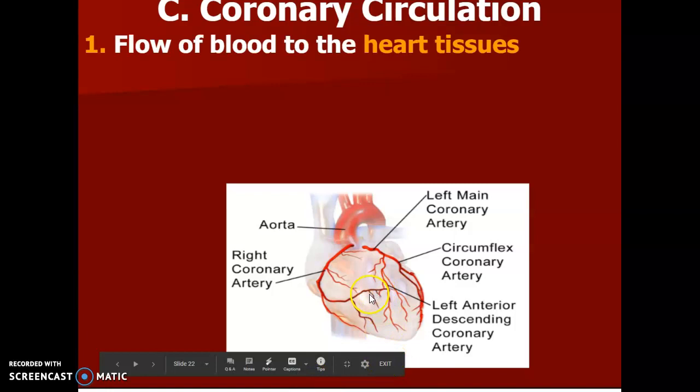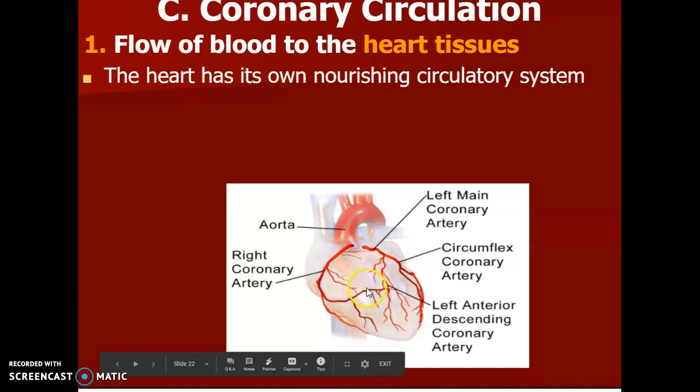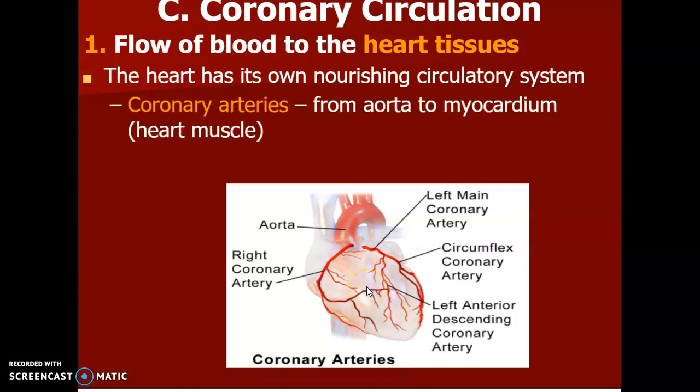It's blood flow to the heart tissues because the heart has its own little blood supply. Coronary arteries are in the myocardium, the heart wall's muscle. Remember the walls of the heart? Those coronary arteries are right on top of that. And so here's the aorta. You have these little blood vessels that come off the aorta and go across the surface of the walls of the heart and into the walls of the heart and carry blood to the heart.